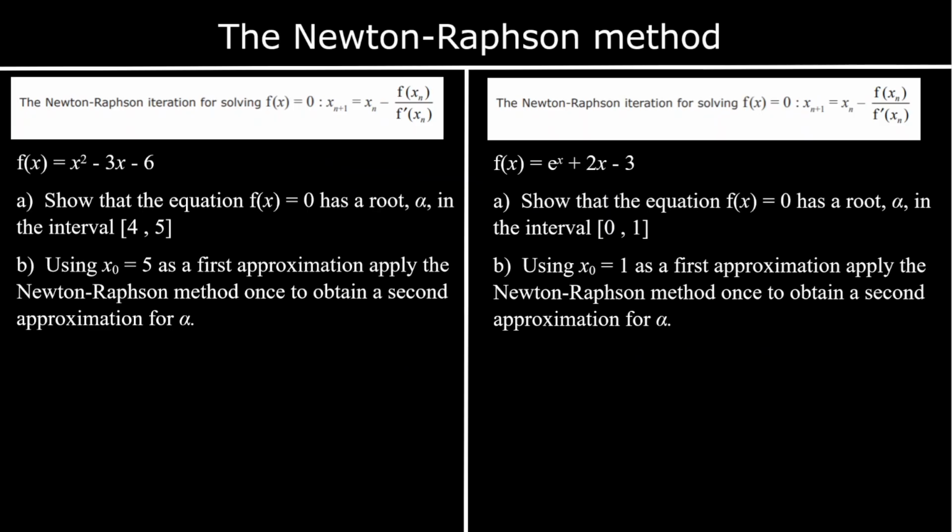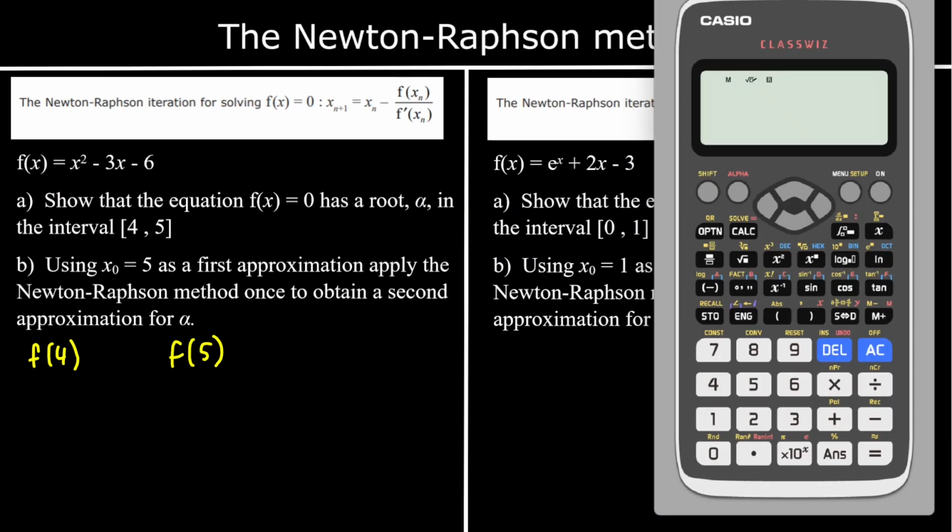So let's have a look at a question. f of x is x squared minus 3x minus 6. Show that the equation f of x equals 0 has a root in the interval, so between 4 and 5. If there is a root between 4 and 5, we should see a change of sign. So we're going to do f of 4 and f of 5, and we should see a change of sign.